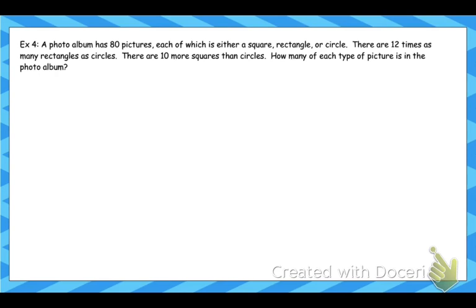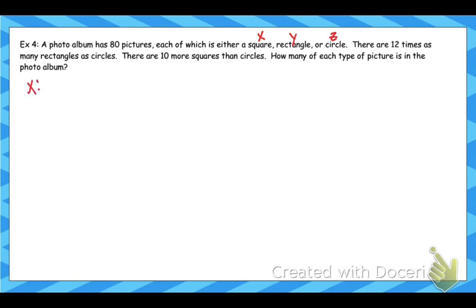So the first one: the photo album has 80 pictures, a square, a rectangle, or a circle. There are 12 times as many rectangles as circles, and 10 more squares than circles. So we're trying to figure out how many of each type of picture we have. We've got squares, rectangles, and circles.